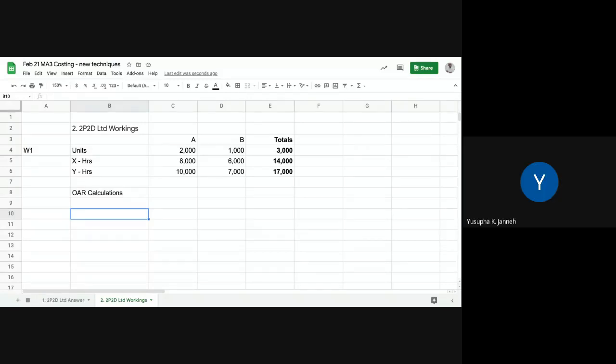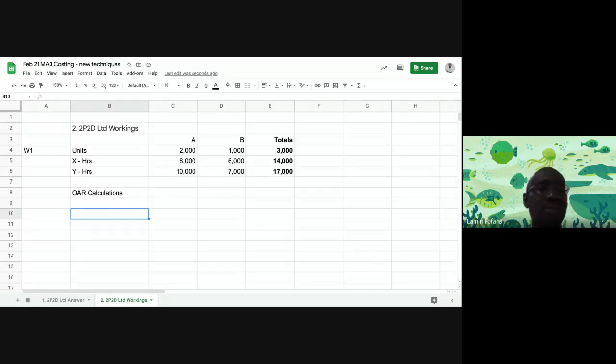OAR is the budgeted overhead divided by the budgeted level of activities. Good. So our OAR is equals to the budgeted overheads divided by the budgeted labor hours.